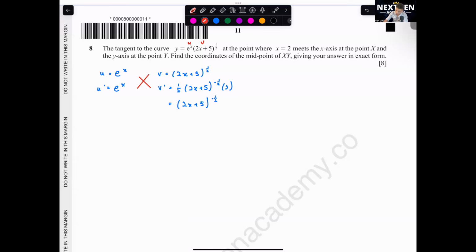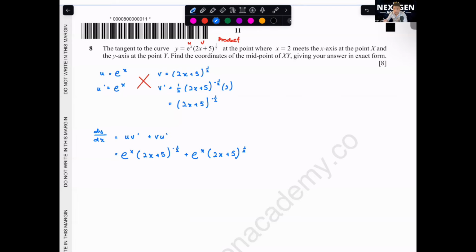We're going to use the product rule. So dy over dx is u v prime plus v u prime, which we will get here: u v prime, e to the power of x times (2x plus 5) to the power of negative 1 over 2, plus, I put the e to the power x in front first, (2x plus 5) to the power of 1 over 2.